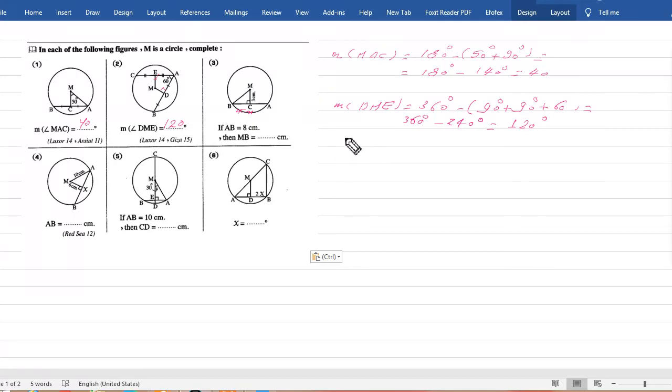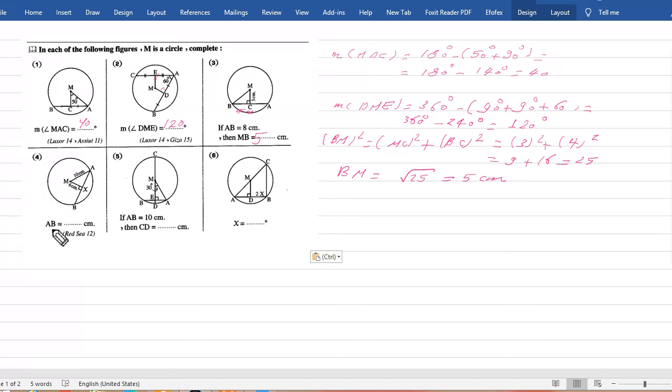Then PM squared equals MC squared plus PC squared, which becomes 3 squared plus 4 squared, which becomes 9 plus 16, which becomes 25. Then PM, taking the root of both sides, equals root of 25, which becomes 5 centimeters. Then the length of MP, the radius, equals 5 centimeters.